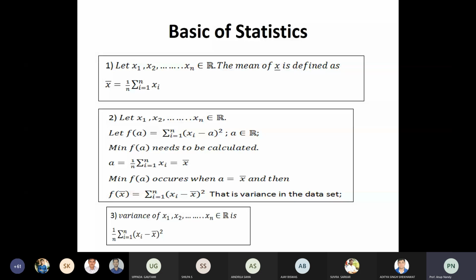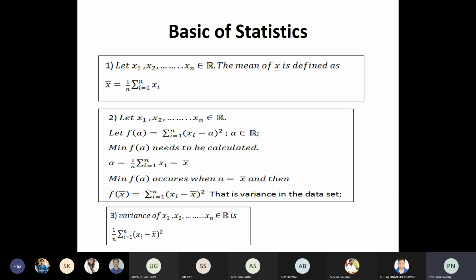So the minimum of f(a) occurs when a is equal to x bar. Now if you put this into the formula, you are simply going to get the variance. At the value of a where the function is minimized, a is equal to x bar. Now you replace a with x bar in the earlier equation, so f(x bar) is equal to summation of i equal to 1 to n (xi minus x bar) whole square. The minimum of f(a) occurs when a is equal to x bar, and then f(x bar) is summation of (xi minus x bar) whole square. So it is called the variance in the data set.